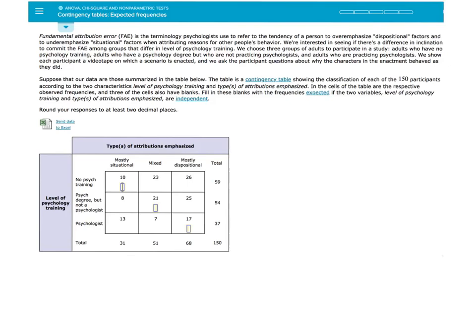The table is a contingency table showing the classification of each of the 150 participants according to the 2 characteristics: level of psychology training and type of attributions emphasized. In the cells of the table are the respective observed frequencies, and 3 of the cells also have blanks. Fill in those blanks with the frequencies expected if the 2 variables, level of psychology training and type of attributions emphasized, are independent. Round your responses to at least 2 decimal places.